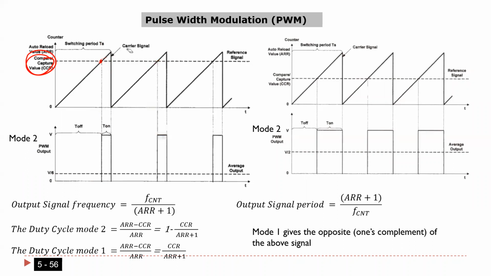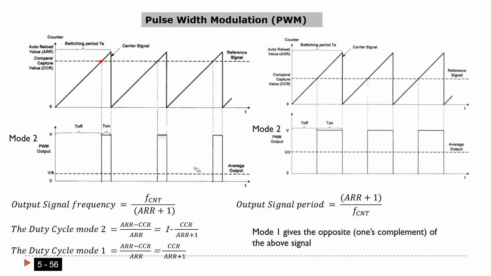In pulse width modulation, this here is always going to be 0, and this one here is going to move from 0 to high. Is that okay? So if you look at the signal we generated here, the frequency is going to be similar to the frequency of the signal we have here. So the frequency is going to be the clock frequency divided by ARR plus 1.